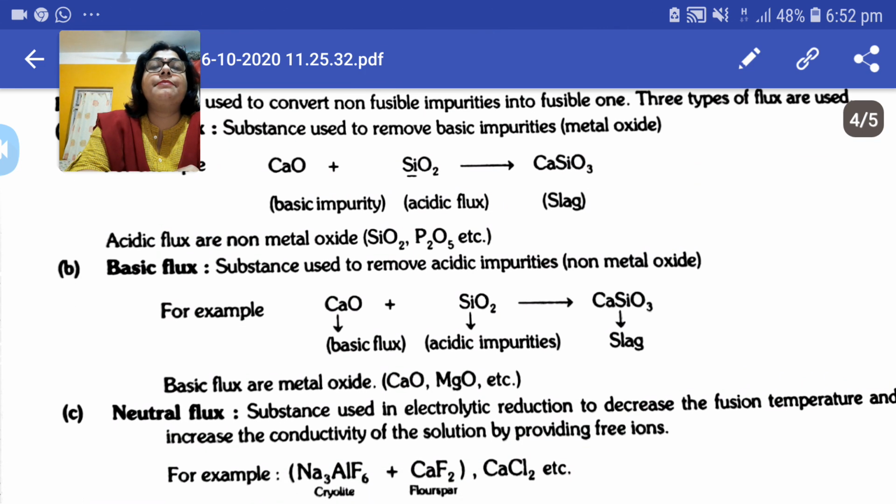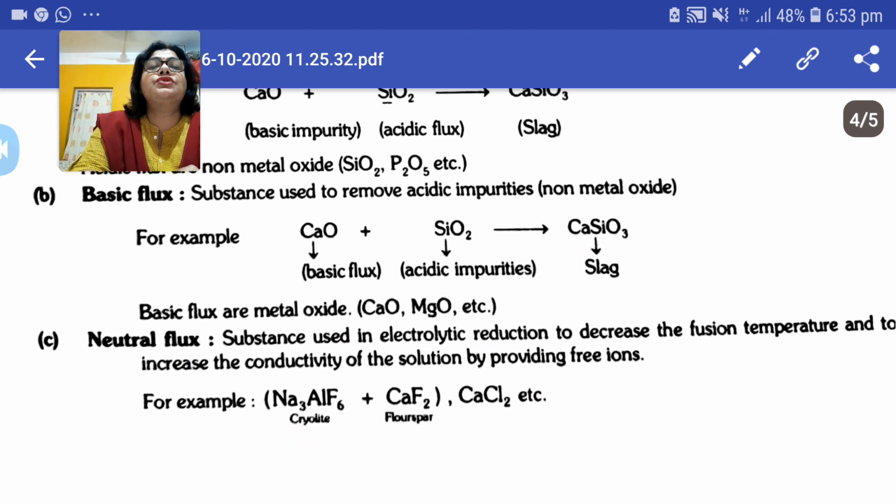Next you see basic flux, substances which are used to remove the acidic impurities, that is non-metallic oxide. Suppose the acidic impurity which is present is silicon dioxide and we are going to use the basic flux. So the basic flux plus acidic impurities will give you CaSiO3. So it depends upon the nature of the impurity what kind of flux you are going to use, whether it is acidic flux or basic flux.